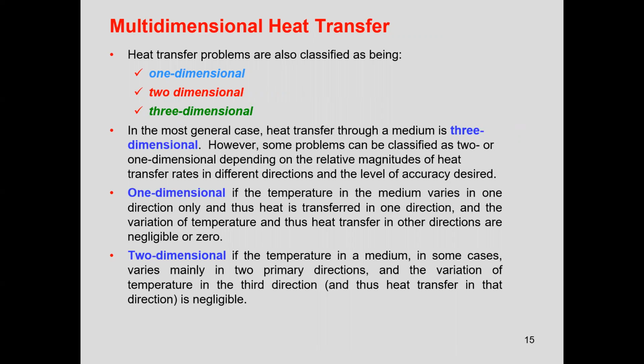It is one-dimensional if the temperature in the medium varies in one direction only, and thus heat is transferred in one direction, and the variation of temperature and thus heat transfer in the other directions is negligible or zero. It is two-dimensional if the temperature in the medium varies mainly in two primary directions, and the variation of temperature in the third direction, and thus heat transfer in that direction, is negligible.